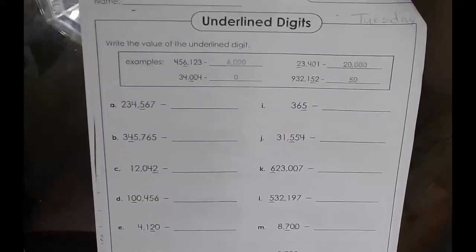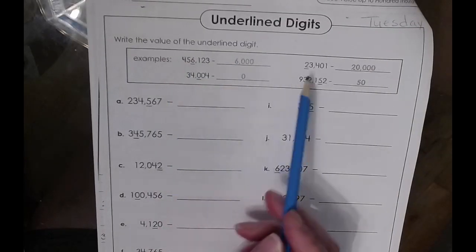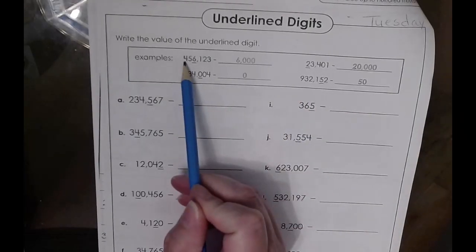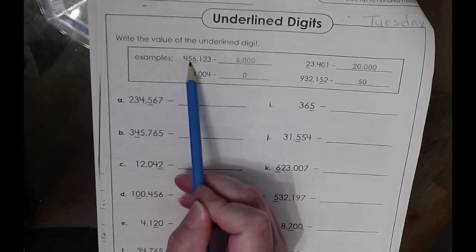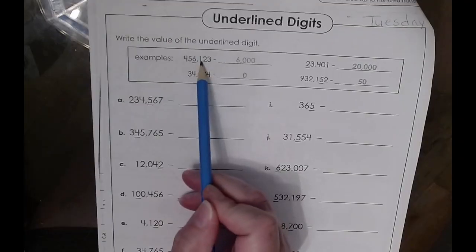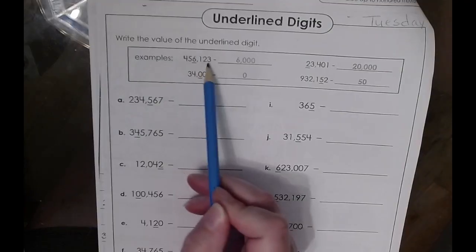Let's take a look on the other side. This one is underlined digits. And it says, write the value of the underlined digit. It gives pretty good examples up here, so you can see like this digit 4 is in the 100,000s. The digit 5 is in the 10,000s. Digit 6 is in the thousands. The digit 1 is in the 100s. The digit 2 is in the tens. And the digit 3 is in the ones place.